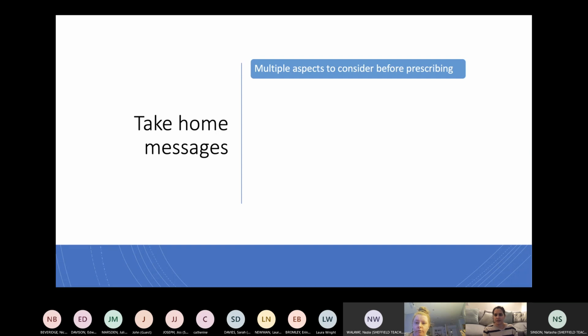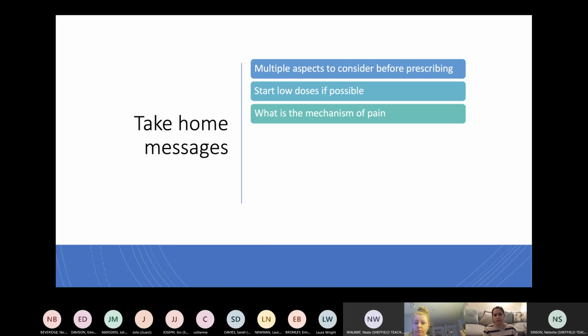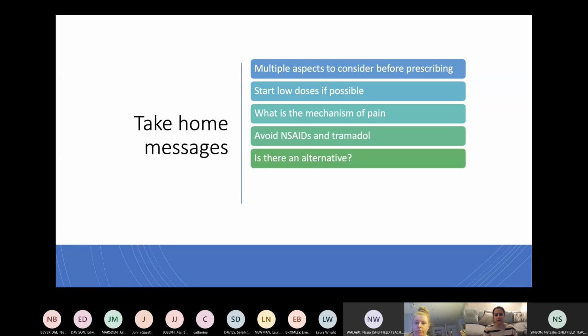So take-home messages from this: there are lots of things to consider before prescribing, especially in the older person. Start at low doses if possible. Think about what the mechanism of pain is, because it's going to change what you're going to pick. Avoid NSAIDs and tramadol. Is there an alternative to what we're doing? So is there something non-pharmacological, or is there something like a nerve block that could be helpful for this patient?